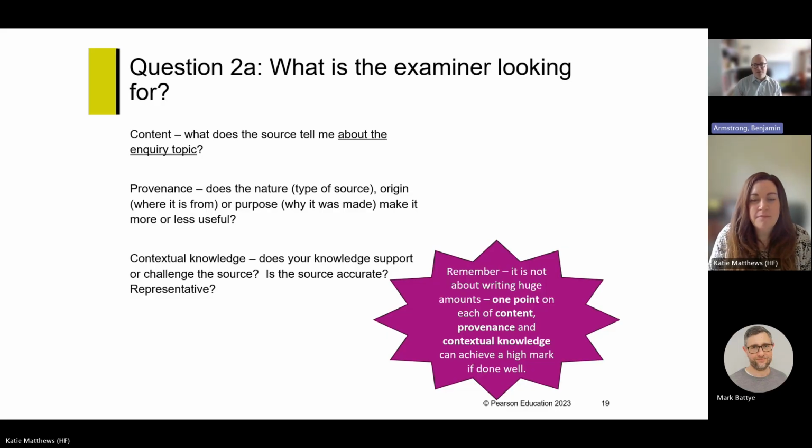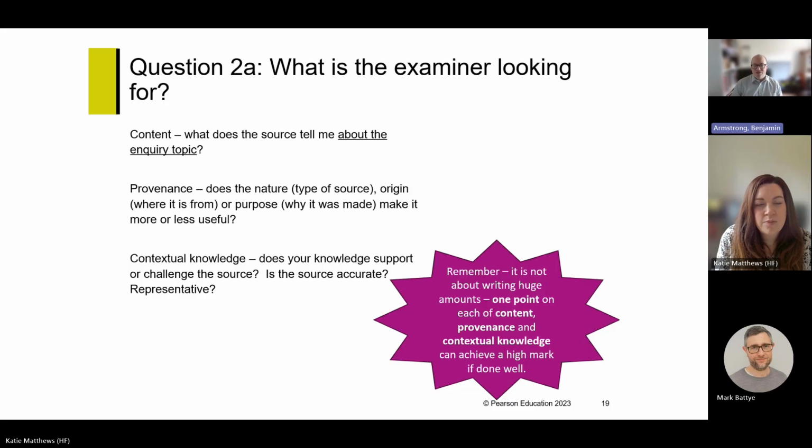The first of the 3 things is the content. In other words, what is the source telling you about the inquiry topic? What is it that you can learn by looking at it or reading it that is relevant to the inquiry question? The second thing is the provenance. Remember, we said the provenance is the information with the source that tells you things like who wrote it or where it's from and so on.